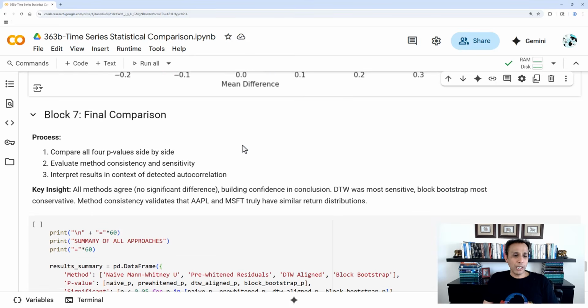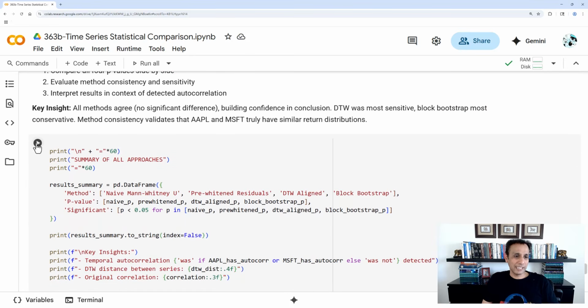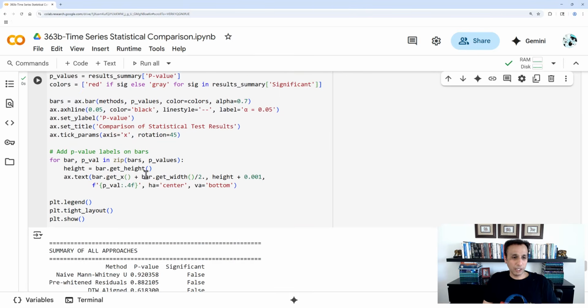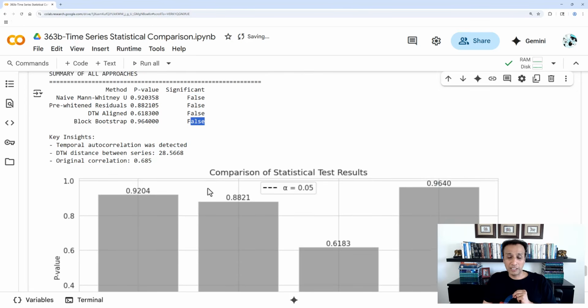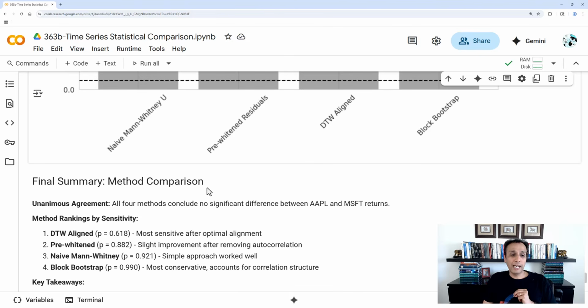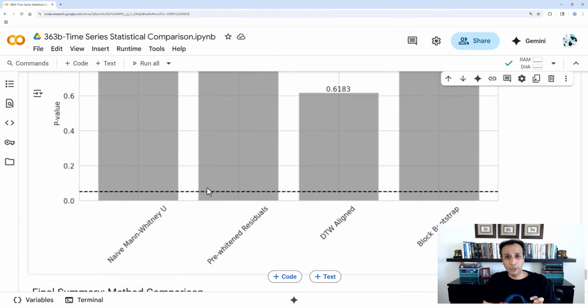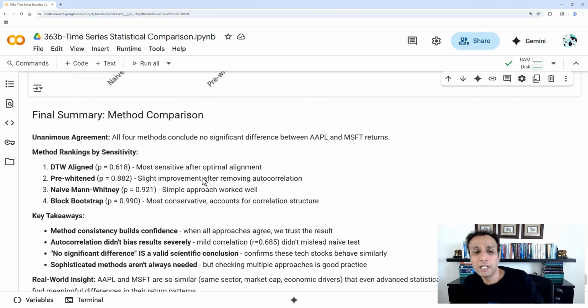So let's go ahead and perform the final comparison of all of these and write a quick summary. So the summary of all approaches: we have naive, Mann-Whitney, all of these, and the p-values are so much higher than 0.05. That tells us the difference between the two time series is not significant. That's what this False basically means. It's not significant. So we have no evidence that the two values are different. This is how you perform a statistical test for a time series.